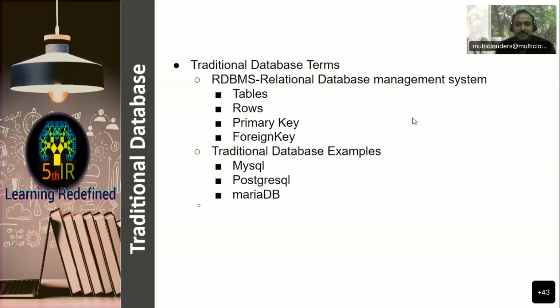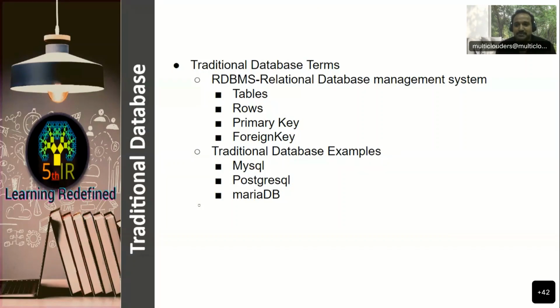So if you are moving to the traditional databases, you have to know some traditional database terms. That is relational database management system. I hope everyone may be knowing that. We will deal with tables, and a table contains a set of rows and columns. Primary key will be there and foreign key will be there. These are the different terms which are available in the traditional databases.